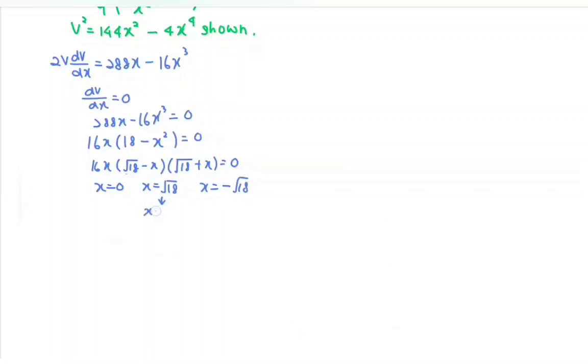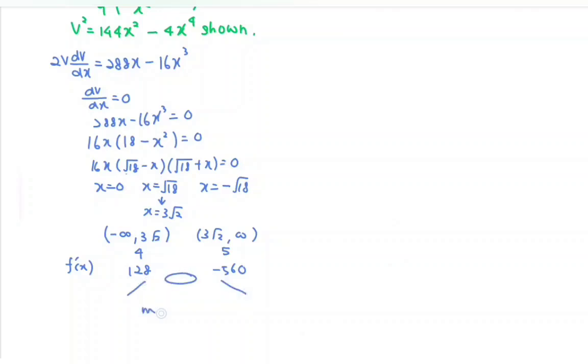So here we have x which equals 3√2. So by using the first derivative test, we have the intervals negative infinity until 3√2, and 3√2 until infinity. For the situation, let's say we substitute the value 4 here and the value 5 here. So f prime, if we substitute value 4, we have 128. If we substitute 5, then we have negative 560. So this one is increasing, this one is decreasing. So here we will consider the maximum value when x equals 3√2.